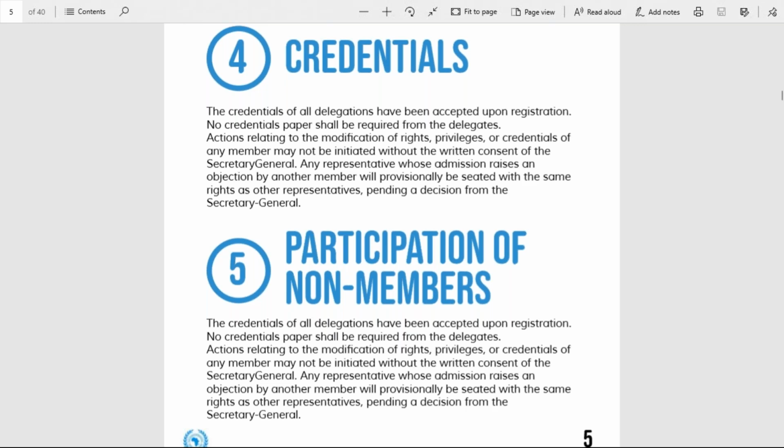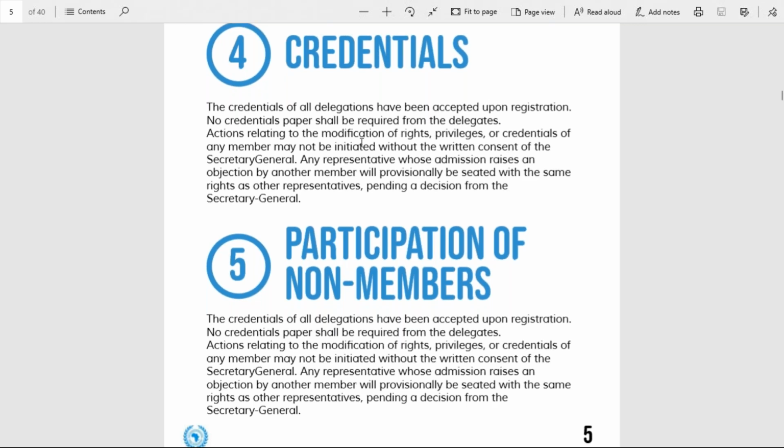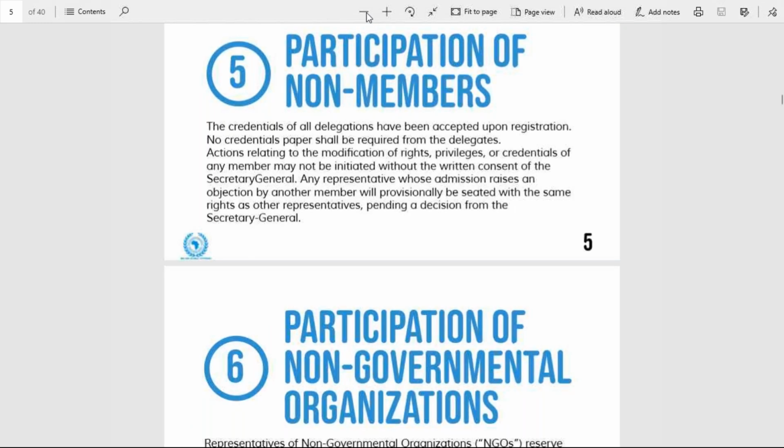And then we have participation of non-members. Please know that there are two: we have non-members, and we have observers and member states. Non-members are people who are neither observers nor member states, as in they don't represent a country per se. So their rights are a bit limited. They don't have a wide range of rights and privileges. They're not really allowed to participate in substantive procedure, only procedural, and that's just about it.